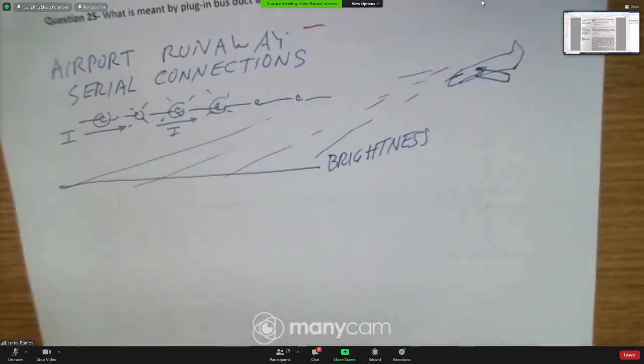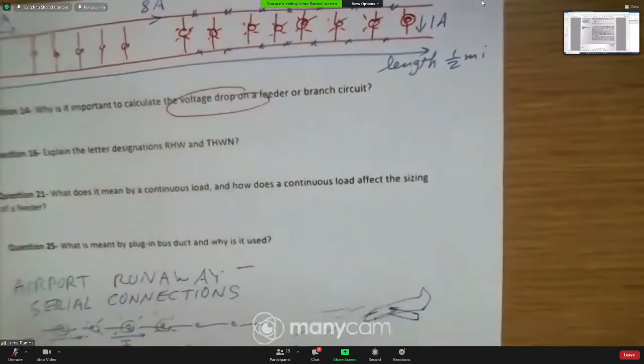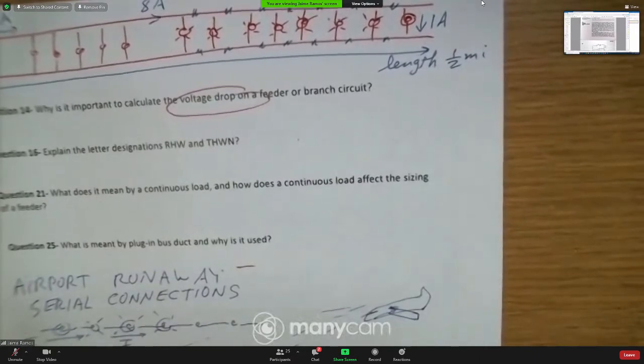Fine. Okay, so then here we have maximum voltage. It says 11.3. It is very important, the correct voltage. The lamps are very sensitive to voltage. Okay, so then here is a rule: 3% for any branch circuit and 5% for all.